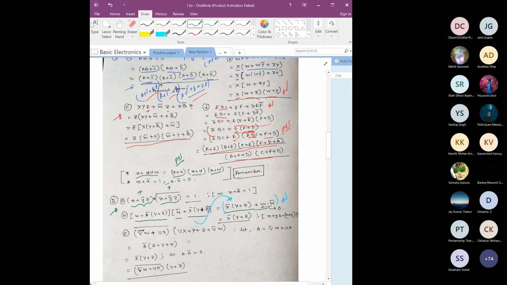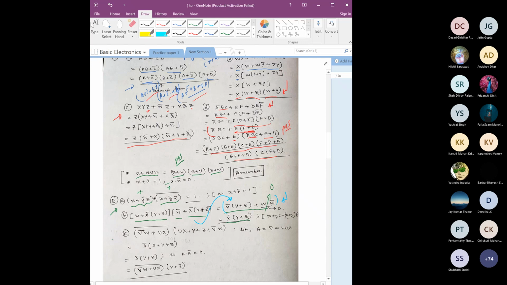So once you have this function, now w dot w bar, this is basically 0, right? So that way this is gone. Because any OR operation with 0 would be basically that function only. So that gives you this one.